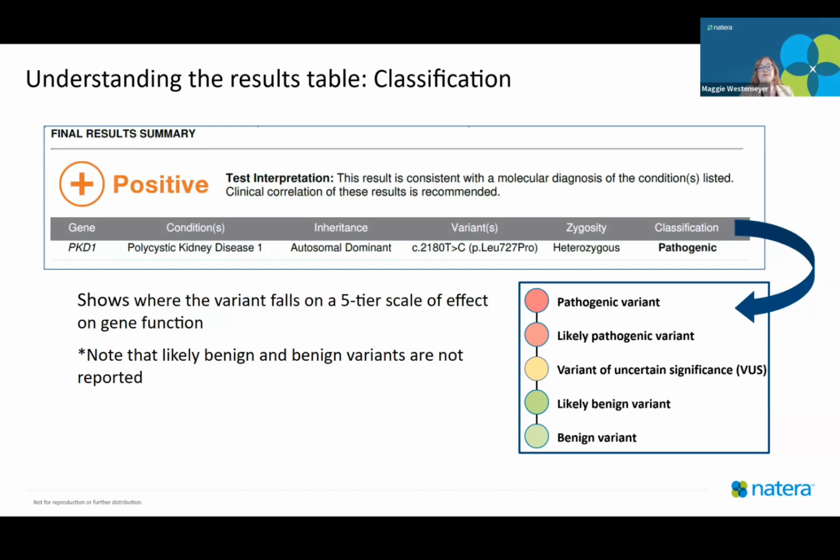Only variants that are classified as VUS, likely pathogenic or pathogenic, will be reported out and visible to you on a RenaCyte result. And as I mentioned, at least at our laboratory, VUS is optional. You can opt in or opt out on a case-by-case basis on that test order form.